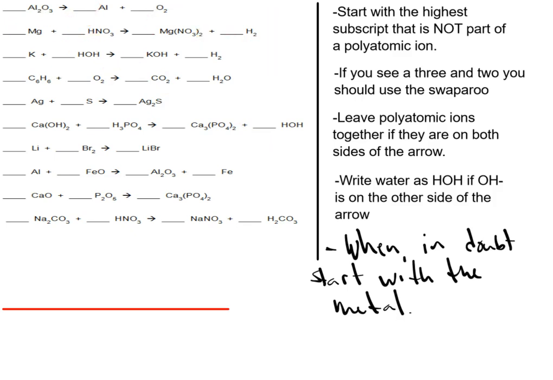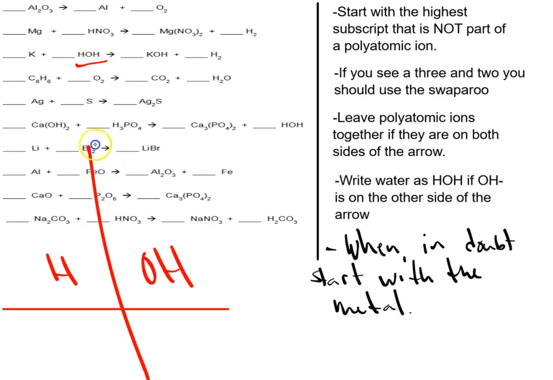Okay, let's do number 3 together. So once again, water is written as HOH here, so you realize it's an H and it's an OH. Two separate things. So here we go. The highest subscript is this H. So if I have 2 H's on the right, I need 2 H's on the left. And I know it looks like there's 2, but there's not. There's 1 H and 1 OH. So what do I need to put right here?